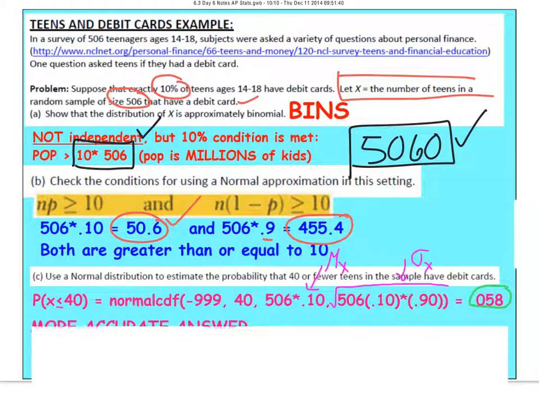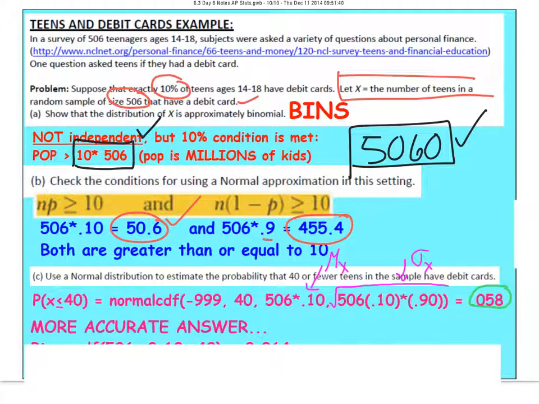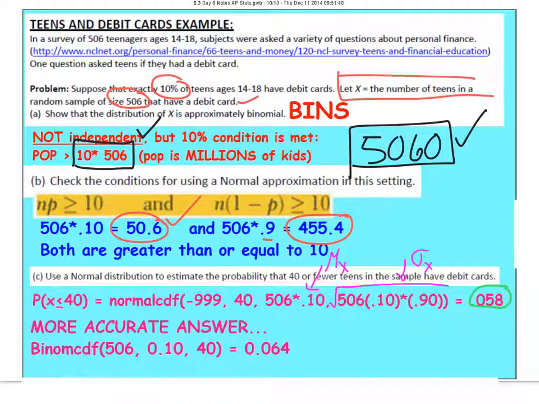Now, what if I want a more accurate answer? If I did the binomial distribution with that, you could do binomial CDF. We have 506 in our sample, 10% success, and I want to know, in this case, 40 or less, so I would do CDF, and we would get this answer.